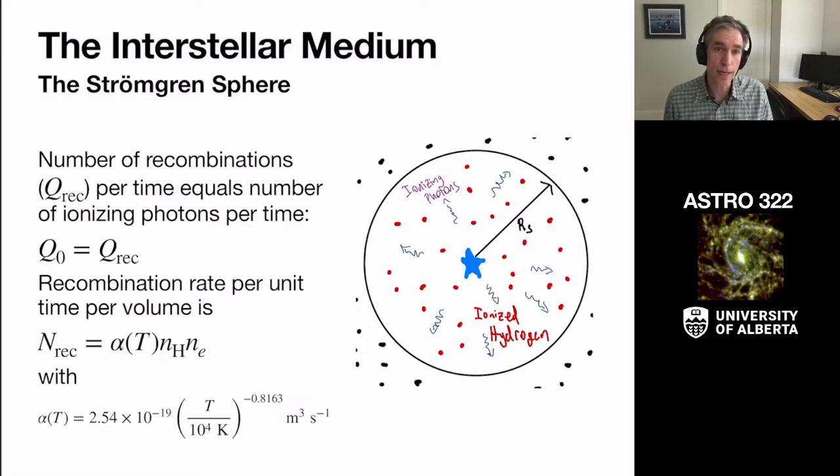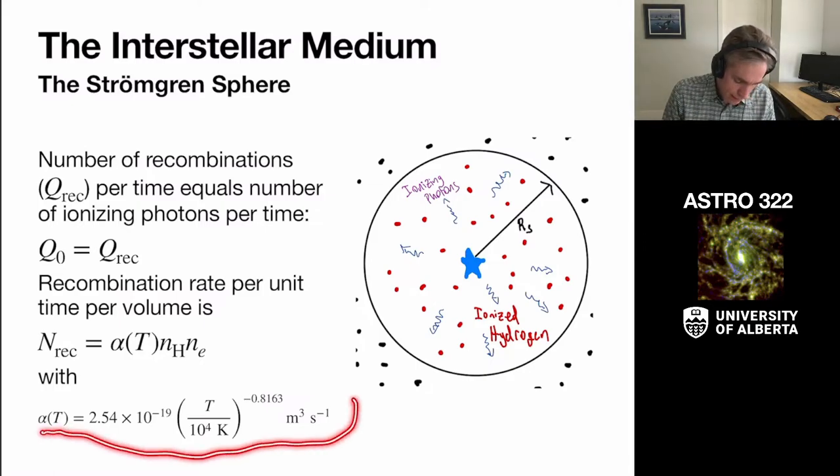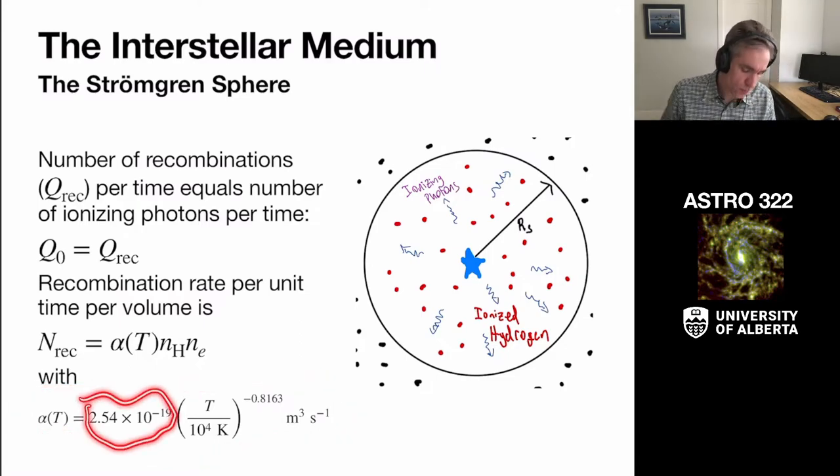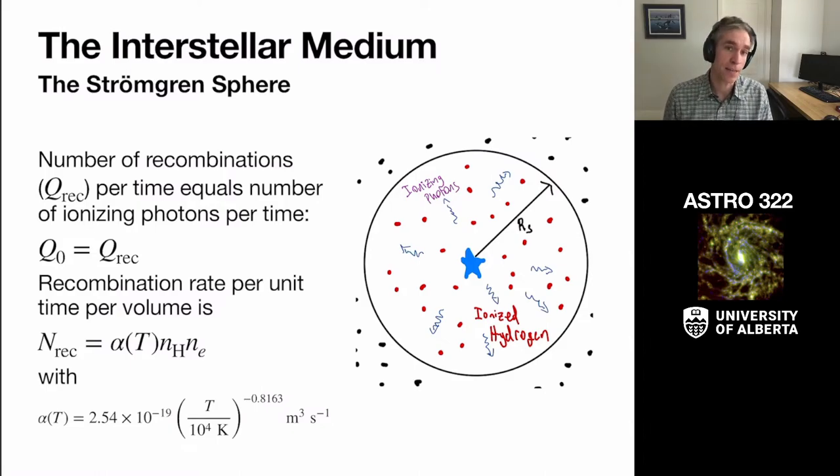And alpha is the recombination rate, and you can calculate that out and come up with a heuristic formula that looks like this. Alpha is just some number, 2.54 times 10 to the minus 9, and that comes from calculating and averaging over all the speeds of the electron distribution, all the possible states that it can go into, quantum mechanical properties of the hydrogen atom and of recombination, and you get that it depends on temperature.